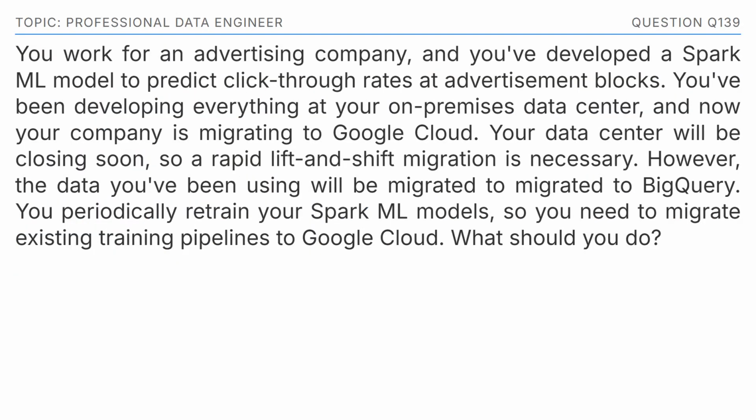You work for an advertising company, and you've developed a Spark ML model to predict click-through rates at advertisement blocks. You've been developing everything at your on-premises data center, and now your company is migrating to Google Cloud. Your data center will be closing soon, so a rapid lift and shift migration is necessary. However, the data you've been using will be migrated to BigQuery. You periodically retrain your Spark ML models, so you need to migrate existing training pipelines to Google Cloud. What should you do?